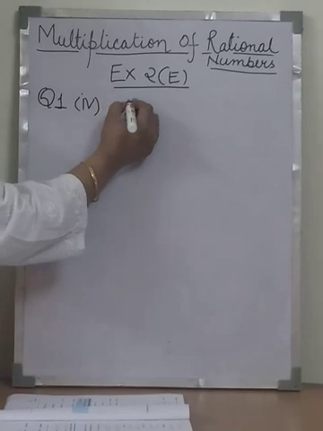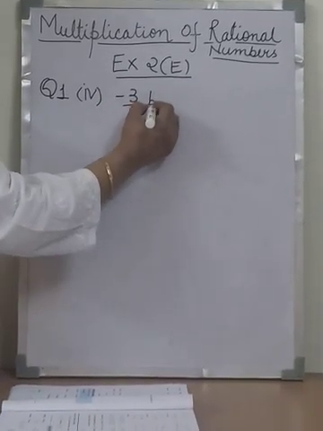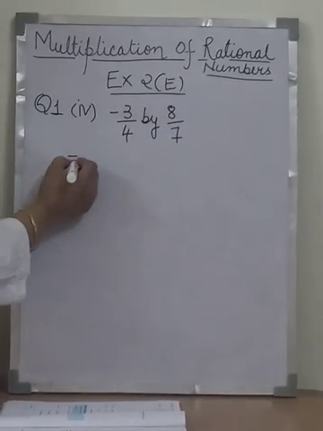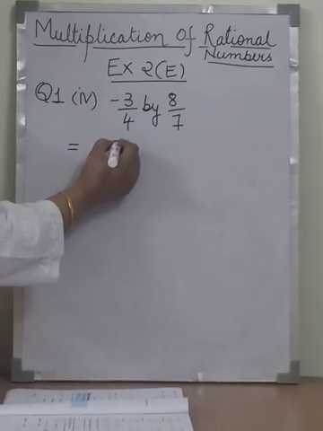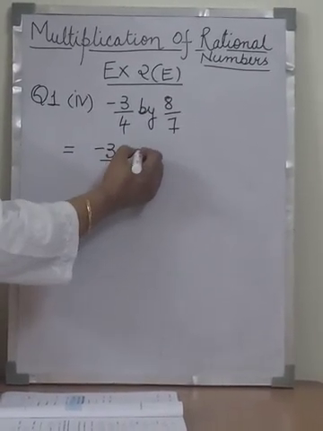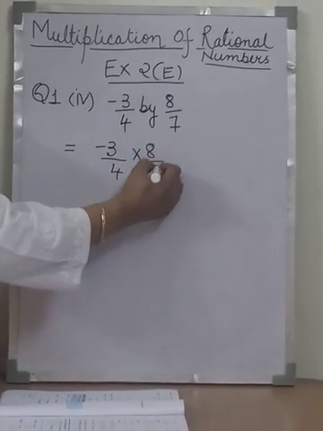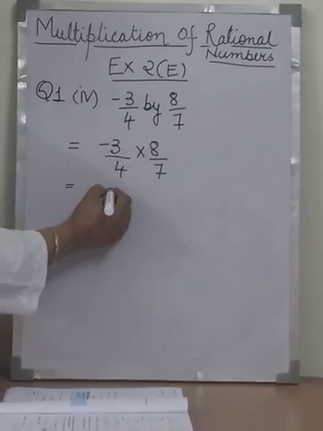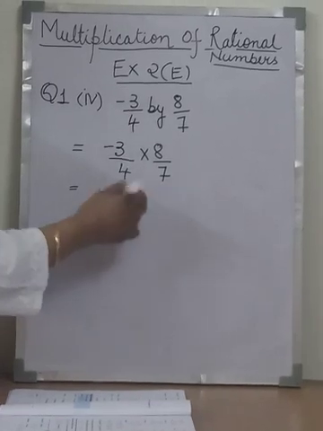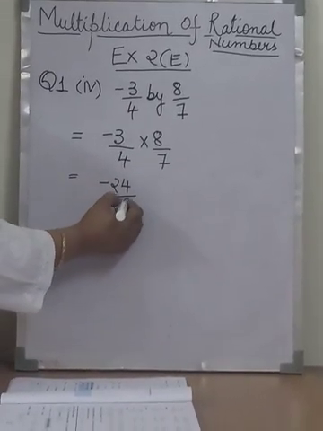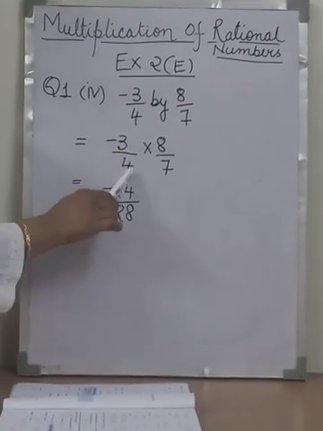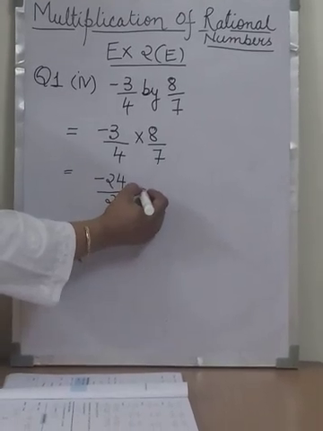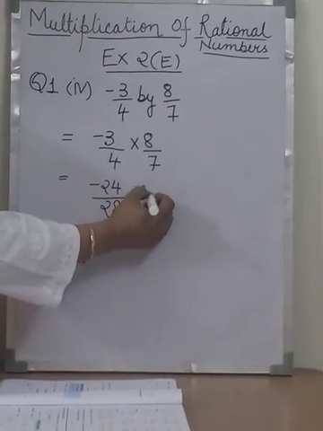It is written -3/4 by 8/7. First step, we multiply the numbers. First we write the mathematical expression. So what am I going to write? -3/4 into 8/7. Now we multiply numerator with the numerator. 8 3s are 24, minus sign is there, so I write -24. 4 7s are 28. So we multiply numerator with numerator, denominator with denominator. So the answer is -24/28. That is a proper fraction, so I leave the answer as it is.